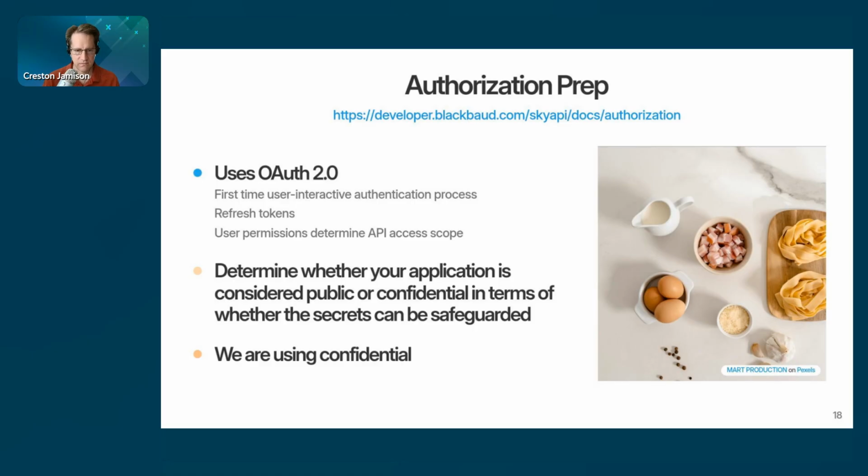Now, at this stage, bullet number 2, you also need to determine whether your application is considered public or confidential in terms of whether secrets can be safeguarded. So for us, we are using Ruby on Rails as our application framework, so we can store things on backend servers. So we're using the confidential, we are considered a confidential application.